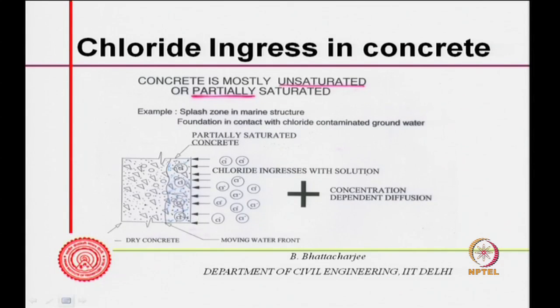Concrete is mostly unsaturated, and this concentration dependent flux is the same as we talked about earlier. But the chloride can ingress with solution, because in unsaturated concrete the solution can go in. Migration is under an electric field. Ingress can occur under capillary suction, and that flux is usually much higher. So, in the splash zone, foundations, or many other places where concrete is unsaturated, one can use this.